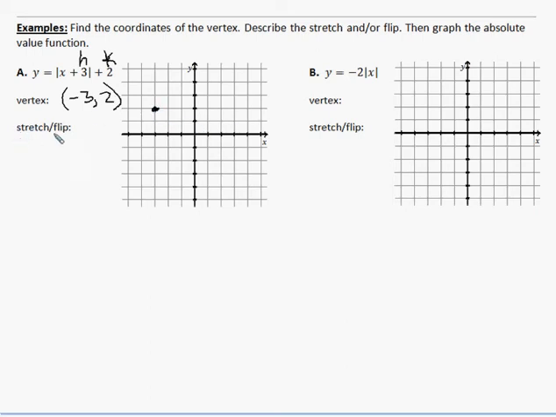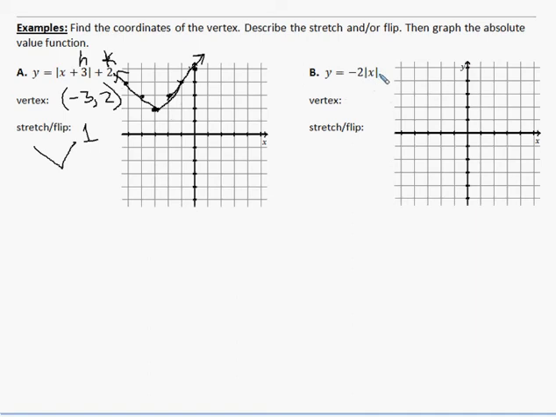Now the stretch or the flip is if there was a number in front of, if there was a coefficient in front of the absolute value, but there's not. So this one's just 1. It's just going to have normal stretch. It's going to go upward, and the slope is going to be up 1 over 1. So up 1 over 1, up 1 over 1, up 1 over 1. All right, it's going to be a normal shaped graph, except its vertex has been moved. Okay, let's go to the second one.